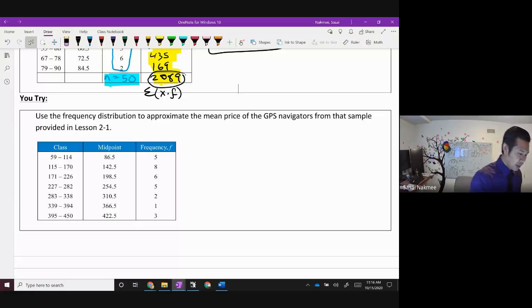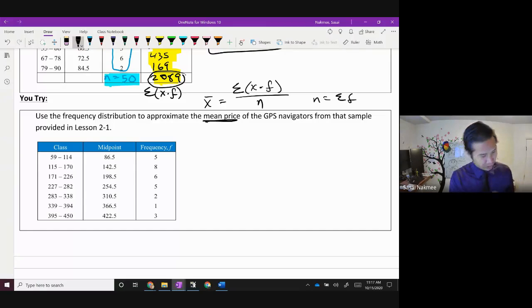All right, so to calculate the mean price, right? It's going to be X bar. Since it's a frequency distribution, the equation is going to be the sum of X times your frequency divided by N. But of course, hopefully you remember that N is just the sum of your frequencies, right? And which are going to be these guys right here.